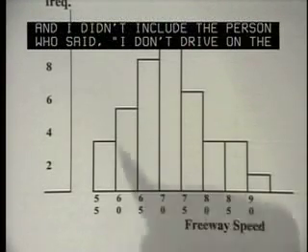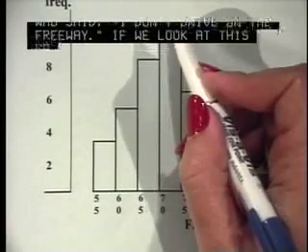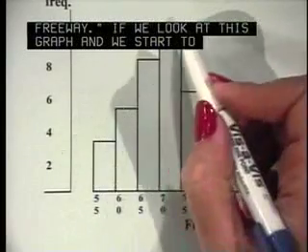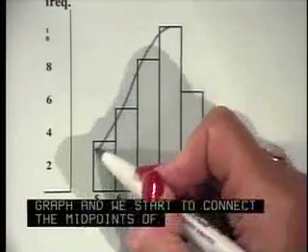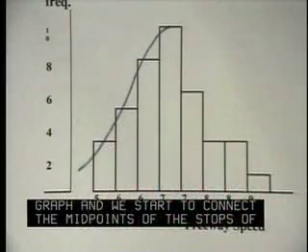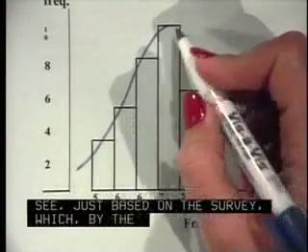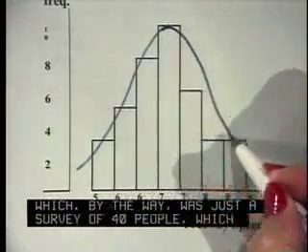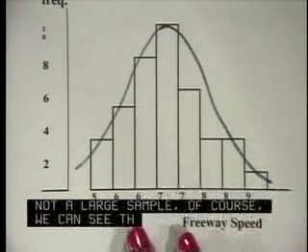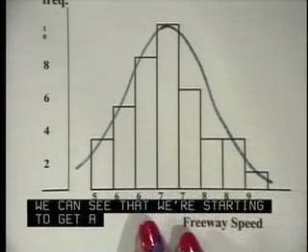If we look at this graph and we start to connect the midpoints of the tops of the bars, we can see that just based on this survey, which, by the way, was just a survey of 40 people, which is not a large sample, of course, we're starting to get a graph that looks a little bit like what's called the bell curve.